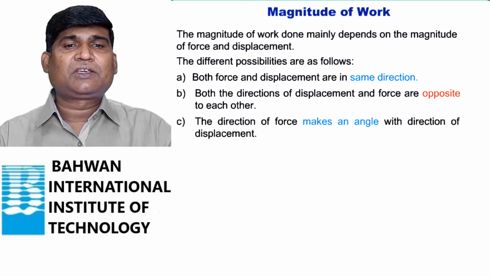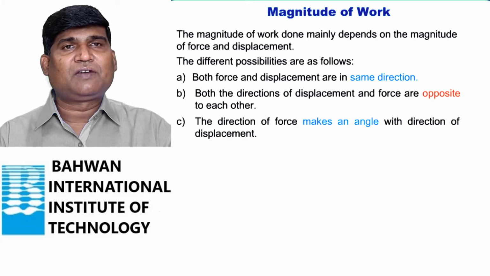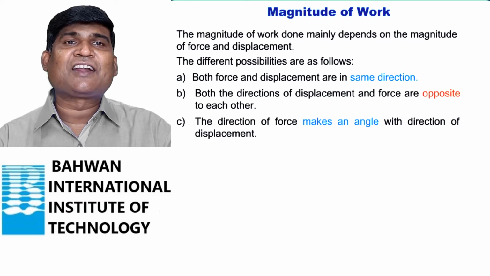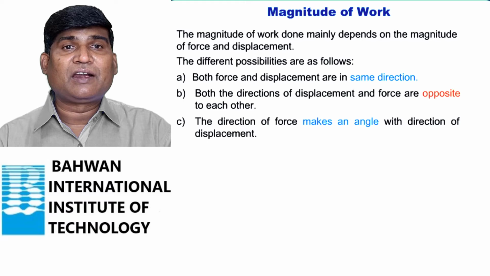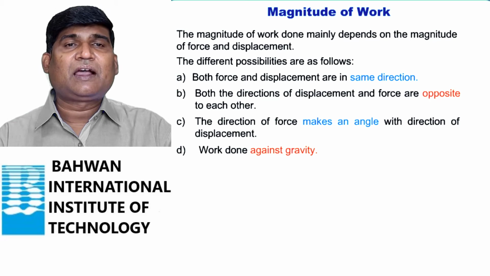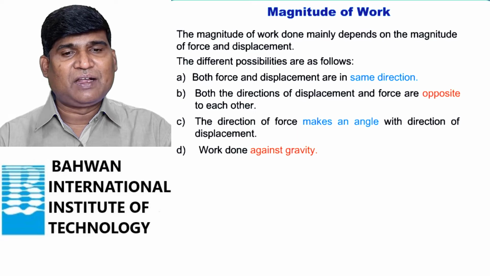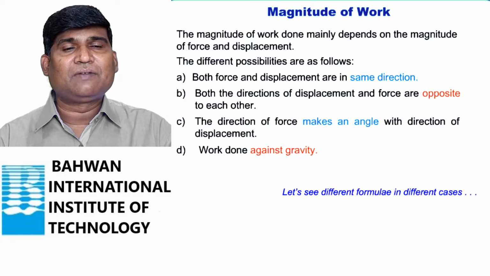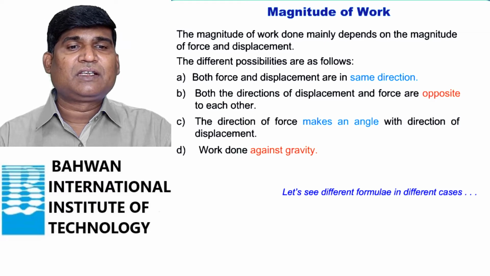Next, the direction of force makes some angle with the direction of displacement. If force is in one direction and displacement is in another direction, then how we can calculate the amount of work done in that case. These things we will discuss. And one more thing, we are going to see work done against gravity. Against gravity, if you are doing some work, what is that amount of work done by you? That we can calculate. So these things we are going to see by using different formulas. We are going to see 4 different possibilities in our today's class. So now we'll see one by one.